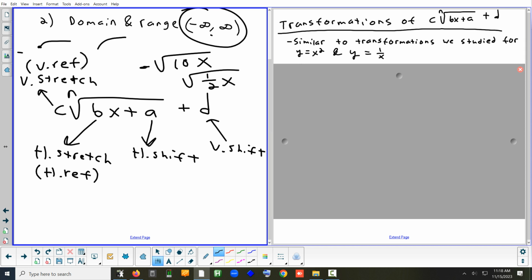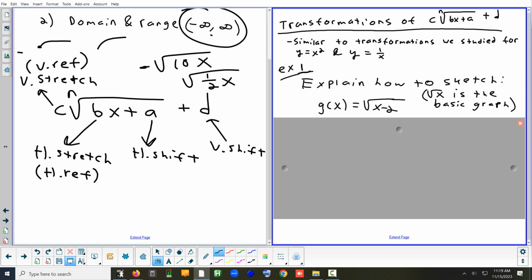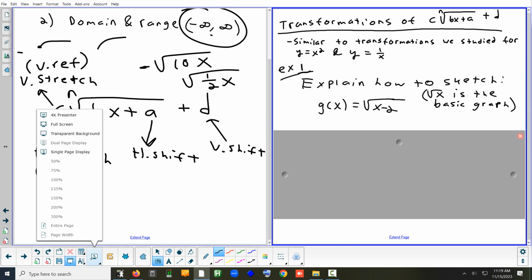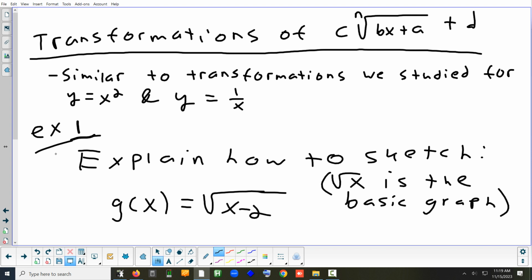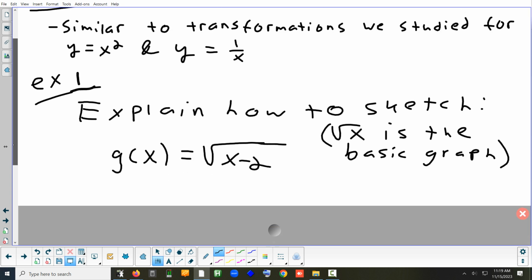Okay, so there's really 6 things that could happen. If you had all of them, you could have 2 shifts, 2 stretches, 2 reflections. That's six things. But you're not going to have one that's that complicated. I'm going to give you something kind of like that. And it says explain how to sketch this graph based off that one.